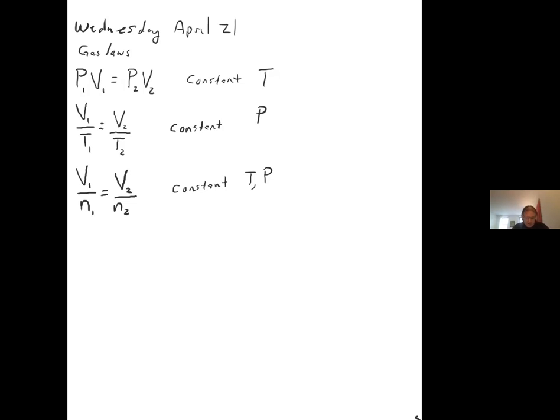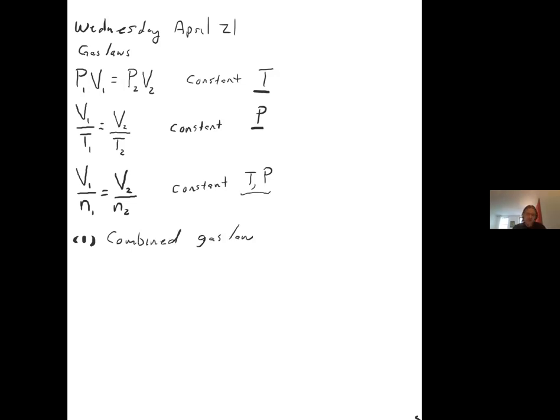Now notice that you have these constants, so certain things are constant. The next step is, what if these things aren't constant? What if the temperature is not constant? What if the pressure is not constant? What do we do then? We take these three equations and combine them. There are a couple of different ways to combine them. The first way is through what's called the combined gas law.